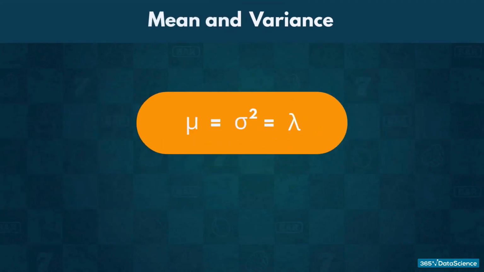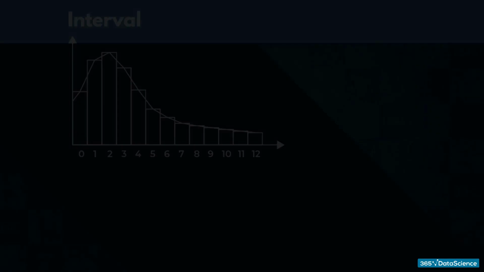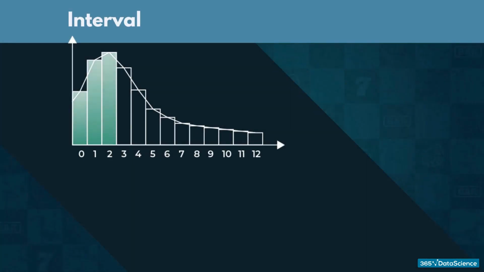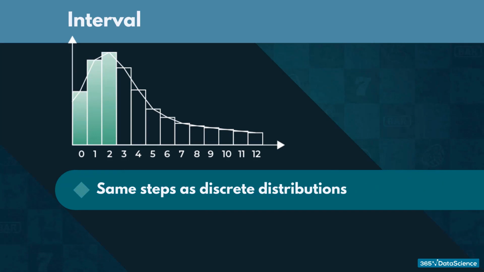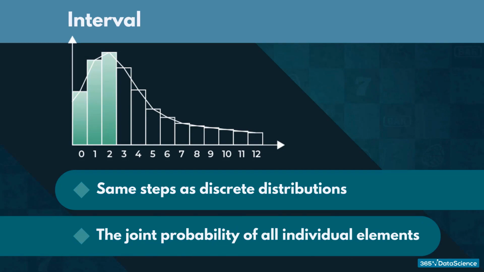Both the mean and the variance being equal to lambda serve as yet another example of the elegant statistics these distributions possess and why we can take advantage of them. Great job, everyone. Now, if we wish to compute the probability of an interval of a Poisson distribution, we will take the same steps we usually do for discrete distributions. We find the joint probability of all individual elements within it.